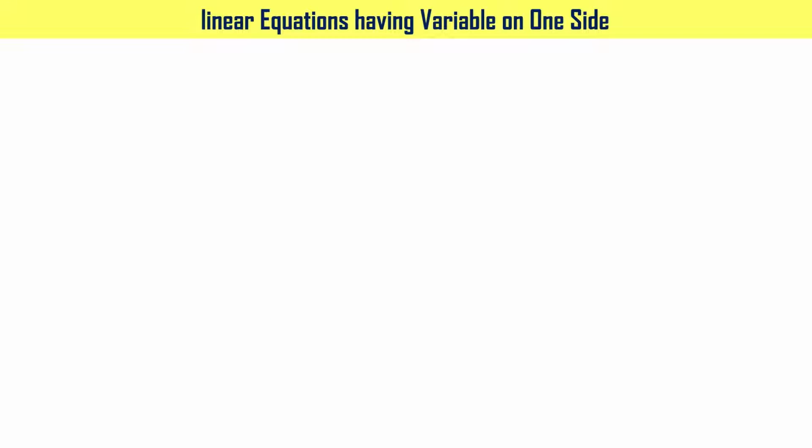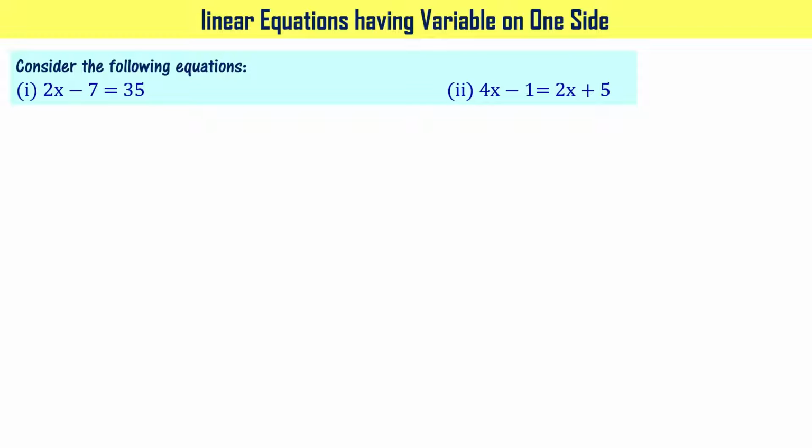Let us now learn about linear equations having variable on one side first. Let us consider the following equations. 2x minus 7 equal to 35, that is equation 1. And the second equation is 4x minus 1 equal to 2x plus 5, right?